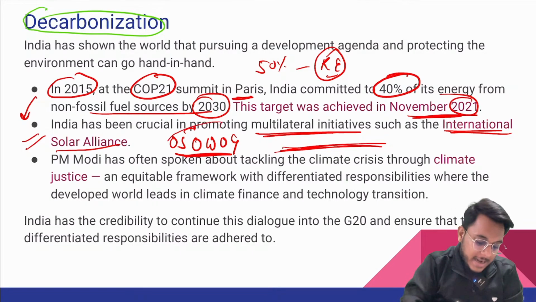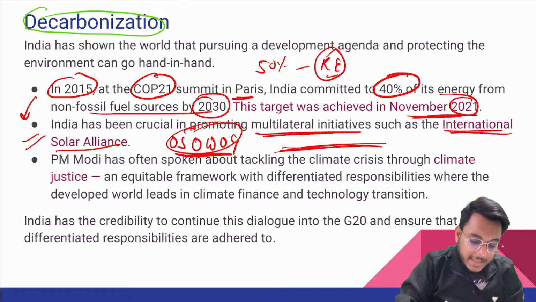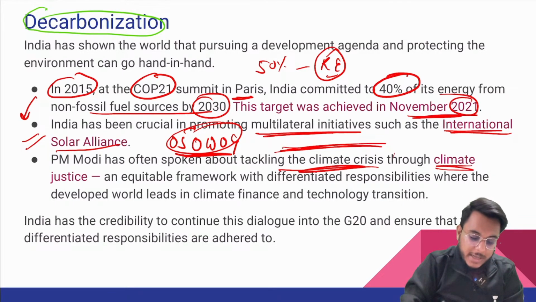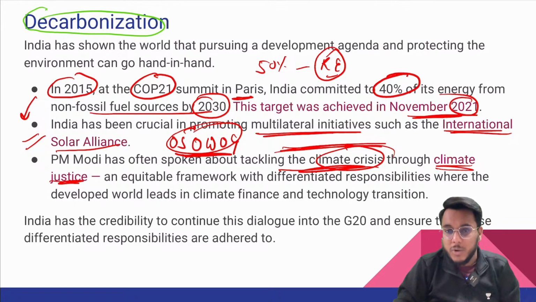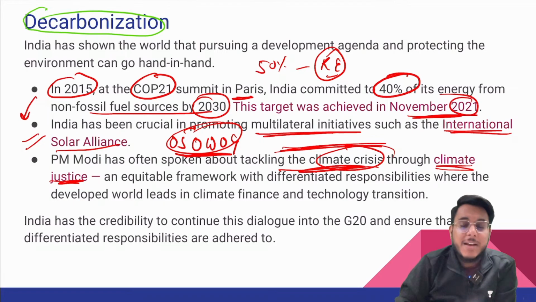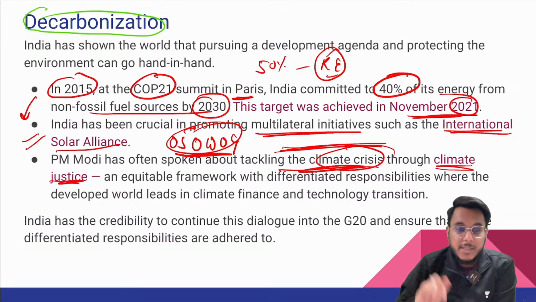Fine, this is the idea that India has taken. Moreover, India has also talked about tackling the climate crisis through climate justice, and for that particular thing we are focusing on building an equitable program which recognizes that historic polluters of the developed country and developing country need to be given the carbon space.